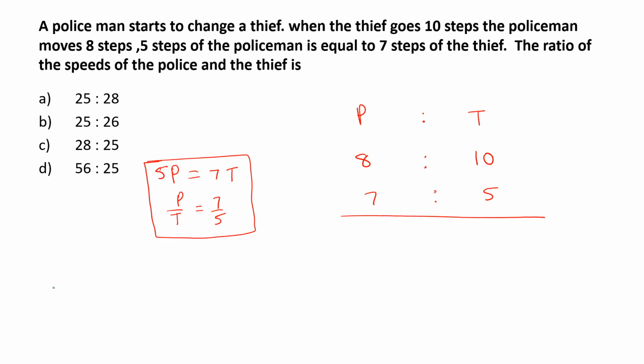That is what we need to find. Two 4s and two 5s. Then the ratio of the police and thief is 7 into 4, that is 28, to 5 into 5, that is 25. The speed ratio of police and thief would be 28:25. Where is that? Option C, 28:25 would be our answer.